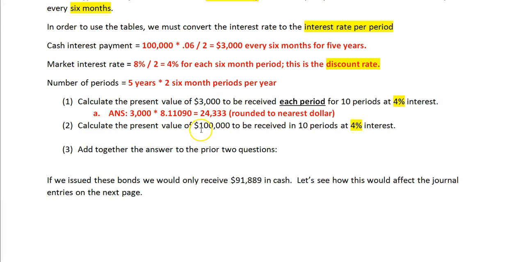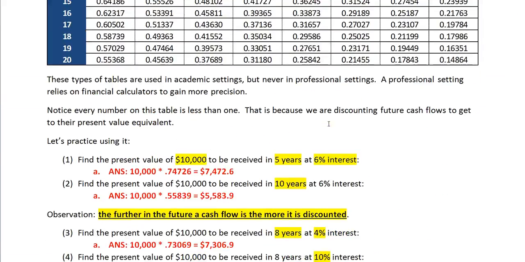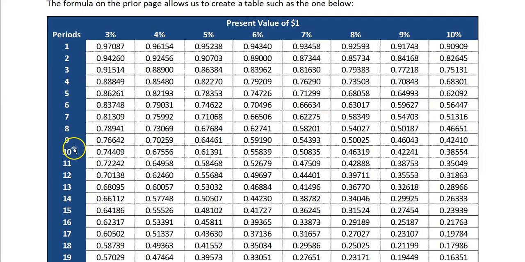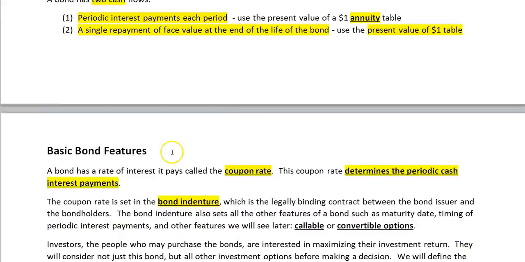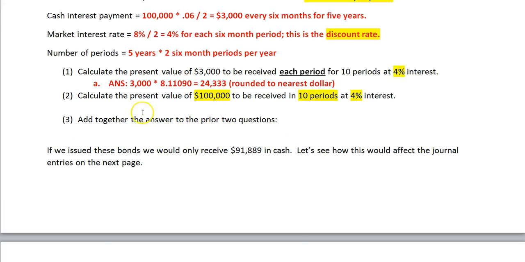In addition to that, the bond's going to repay its face value at the end of its life. So we need to value what that's worth. The $100,000 to be received once, but at the end of 10 periods at 4%. So we need to go back to our first table, plug in 10 and 4%. So we go all the way back to the first table. Alright, 10 periods, 4% equals 0.67556. Do the math. Alright, that's the present value of the face value being returned.